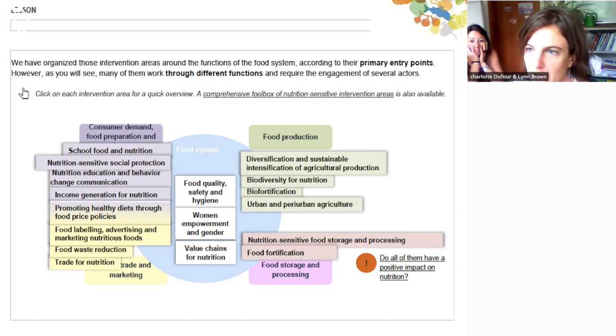So here is an example of a kind of toolbox of interventions. Some are related to food production, like diversification, fortification, biofortification, biodiversity, urban and peri-urban agriculture. Then we have things around food storage and processing, things around food labeling, advertising and marketing, regulations or using these for incentives, food waste reduction, trade, promotion of healthy diets, and then on the consumer side, anything from school food and nutrition to nutrition education, social protection, and things that help consumers access food so that the demand is not just what's desired, but is what consumers can afford. Food safety, women's empowerment, and value chains are cross-cutting issues across the food system.